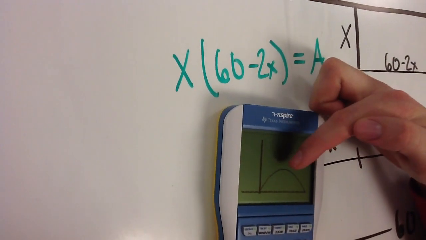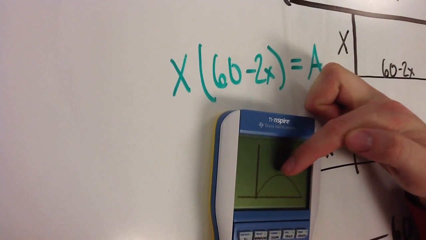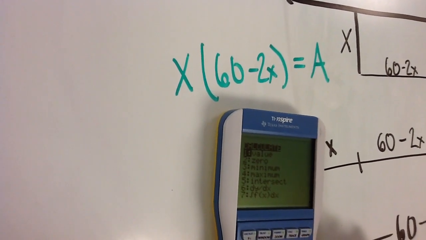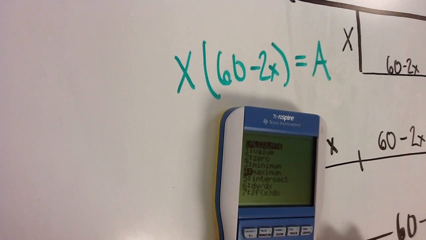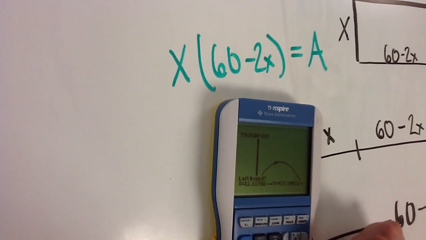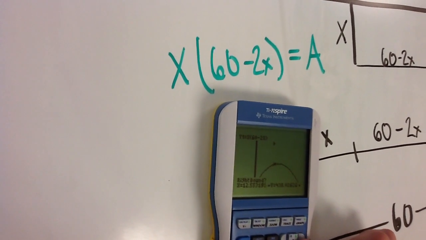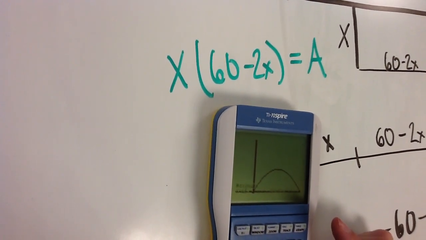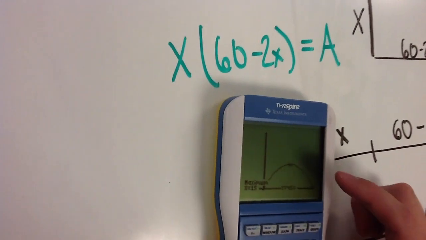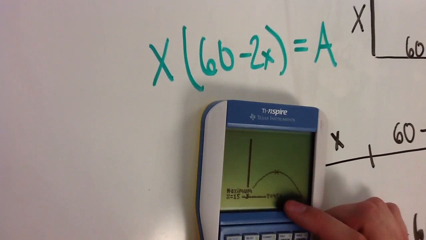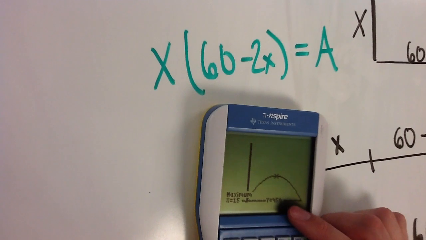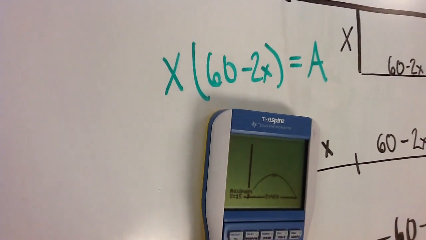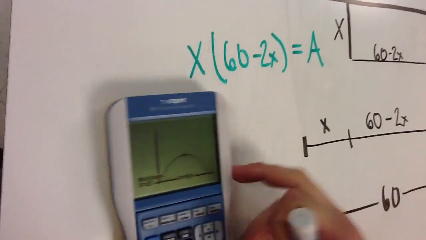All right, so now what we're looking for is the maximum area. So we want to find the biggest area. So I'm going to go second, calculate, and I'm going to find the maximum of that parabola. So when I hit maximum, it says left bound, so I go near the top, the left side of it, right bound, go near the top on the right side of it. Forget guessing, go straight to it. So my maximum is going to be an area of 450. The question asks, what should x be? Well, right here, x is equal to 15, so that is going to be my answer.